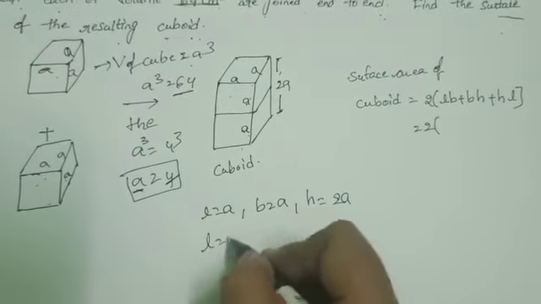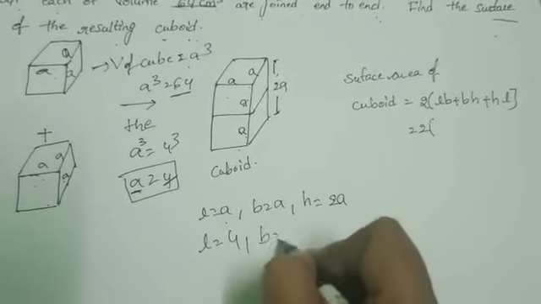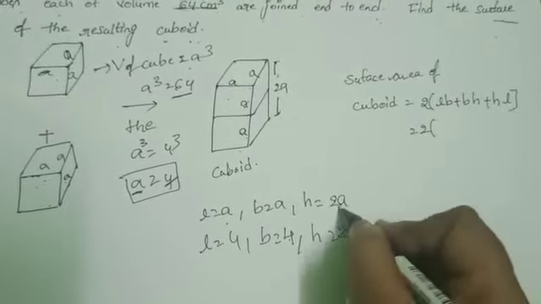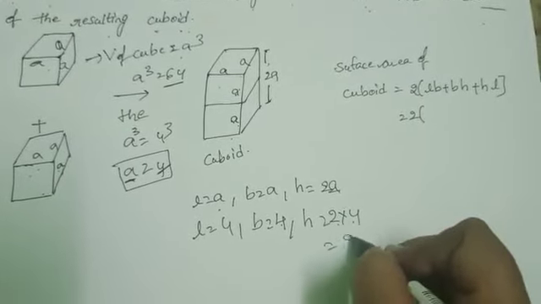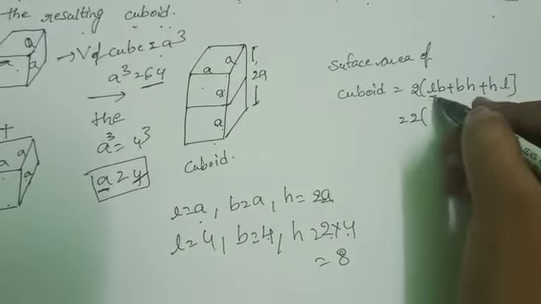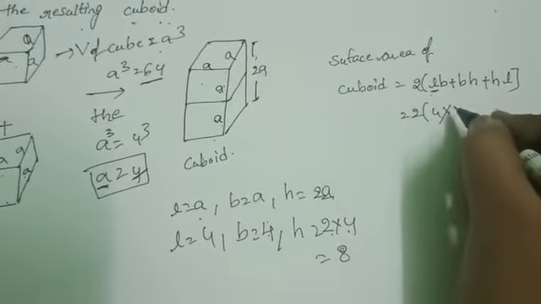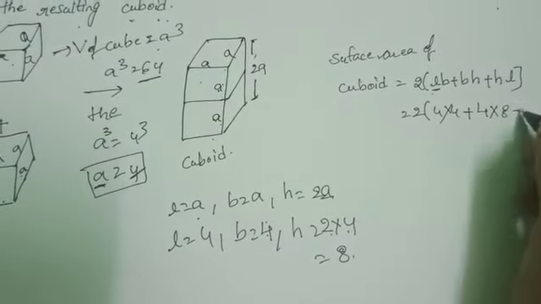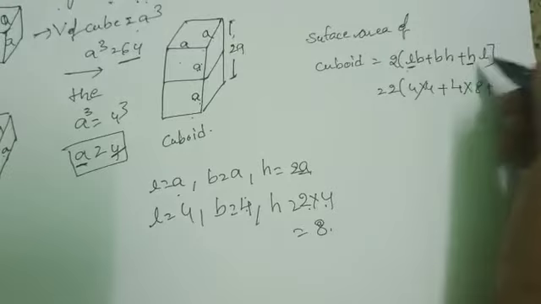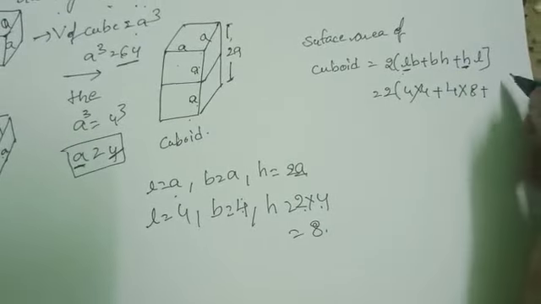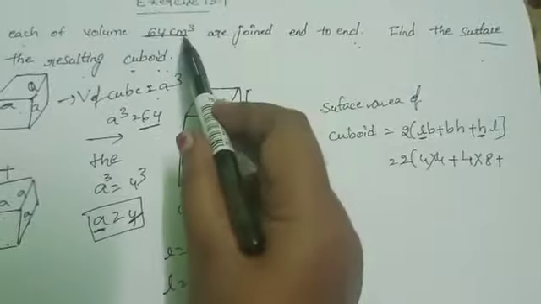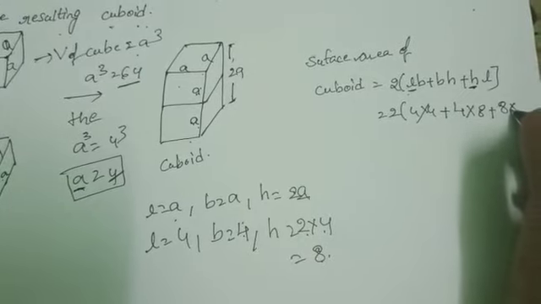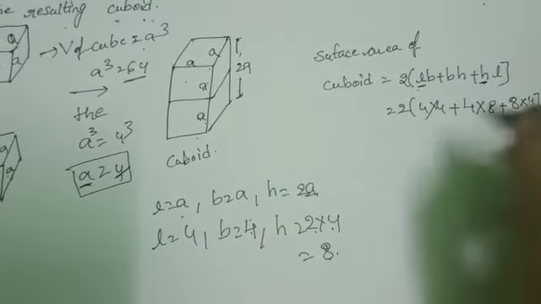So, here length equal to A equal to 4, breadth equal to A is nothing but 4, H equal to 2A, 2 into A is 4, 2 4s are 8. So, length equal to 4, breadth equal to 4, height is 8. H equal to 8. Units are in centimeters. 8 centimeters. Length is 4 centimeters.